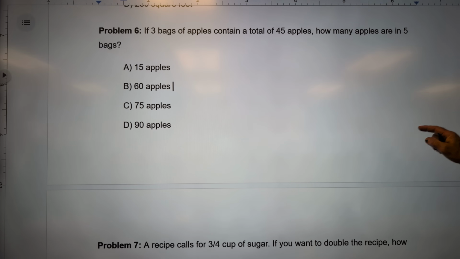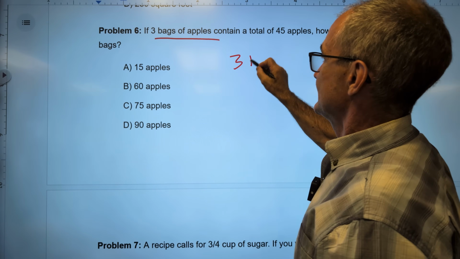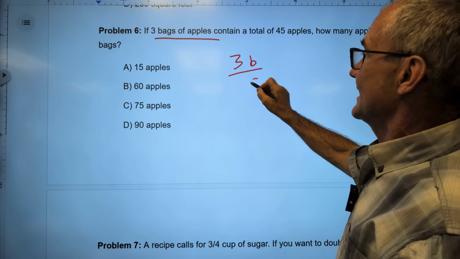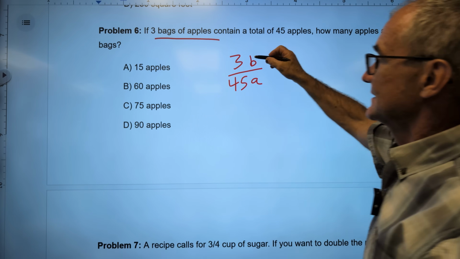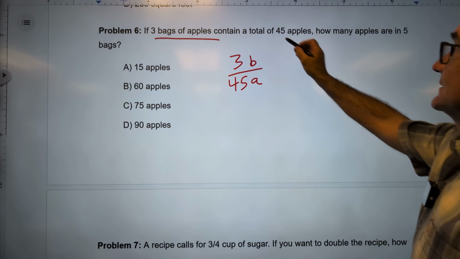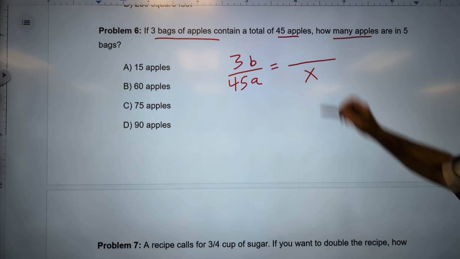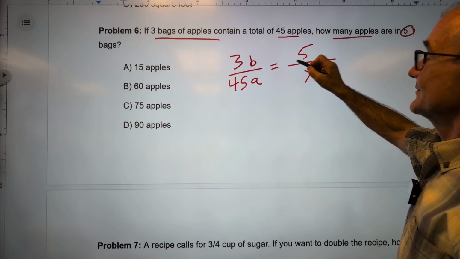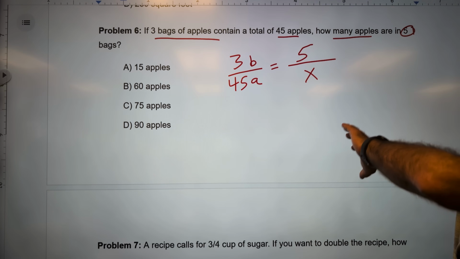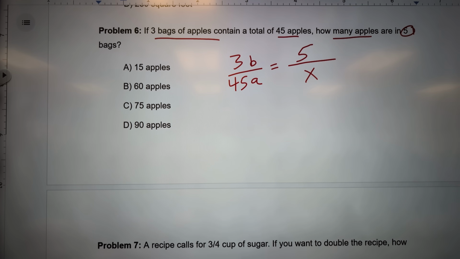Problem number 6. If 3 bags of apples contain 45 apples, so I have 3 bags, B is for bags, of apples, 45 apples. How many apples, so I want to know how many, that's that X right there, are in 5 bags? So I have 5 up here. Ratio equal to ratio is a proportion, very similar to all the previous ones.